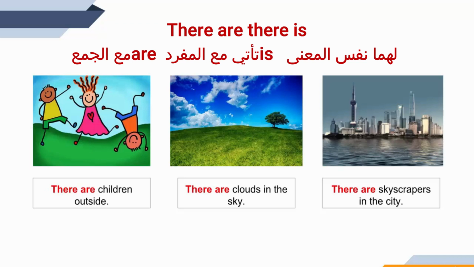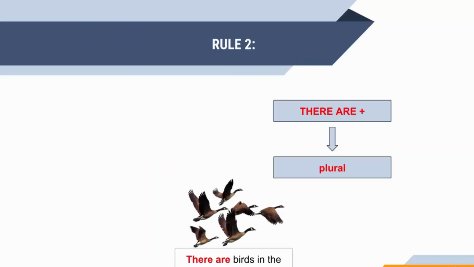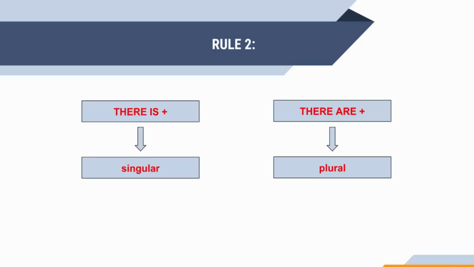Some other examples. There are children outside. There are clouds in the sky. There are skyscrapers in the city. And there are stands at the beginning of the sentence. There are plus noun in plural. Something else here. There is also used when we speak about uncountable nouns. For example, there is some ice cream on the table. Or there is some water in the fridge.